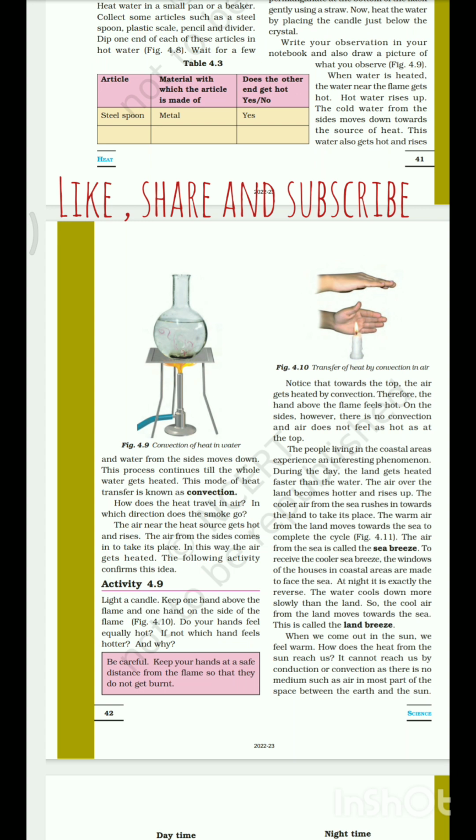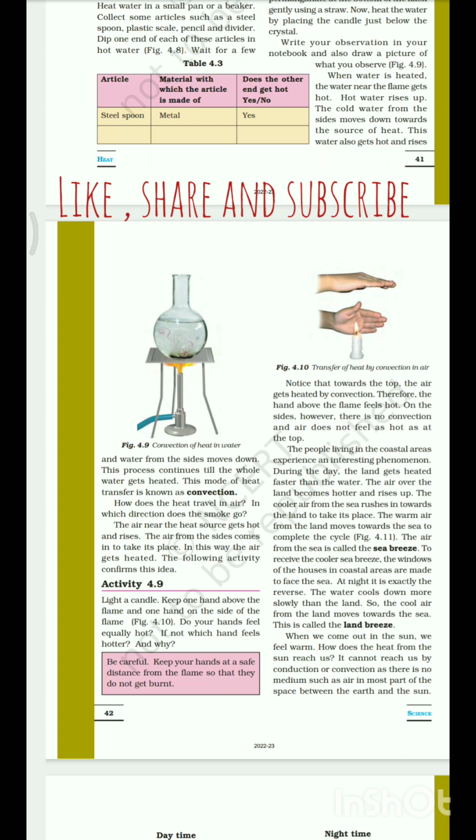Notice that toward the top the air gets heated by convection. Therefore, the hand above the flame feels hot. On the side, however, there is no convection and the air does not feel as hot as at the top.